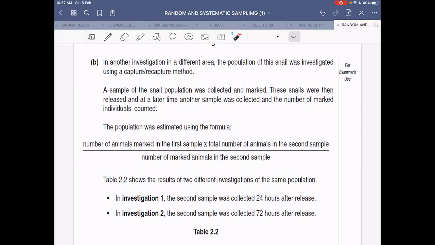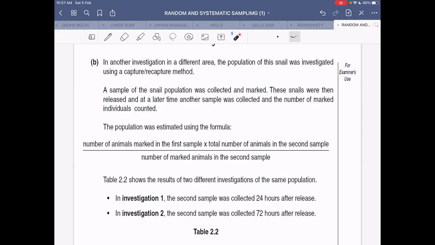Okay? You collected a first sample, marked the animals, then released them. After 1 to 2 days you collect another sample and then you will note how many are now marked, right? And by an estimation, a ratio and proportion, you will try to find out the estimated population of those animals in the area by using this formula.